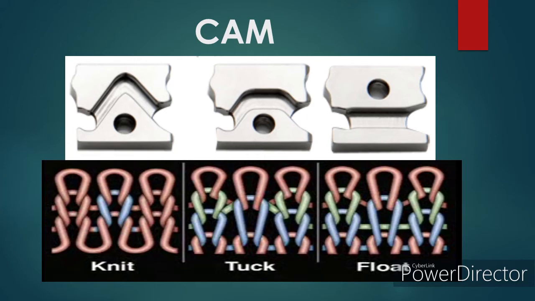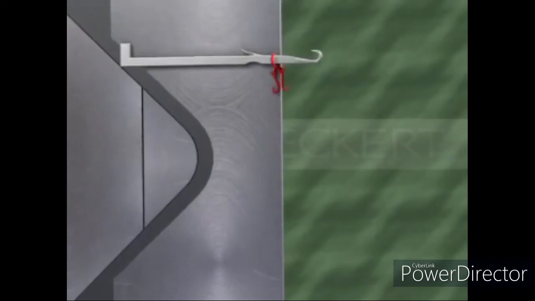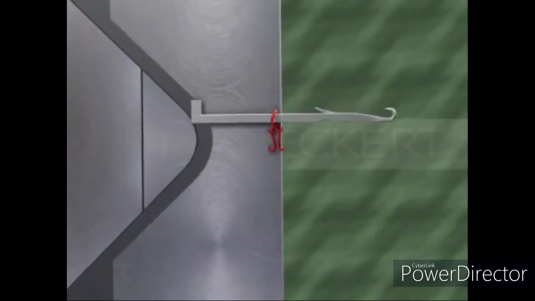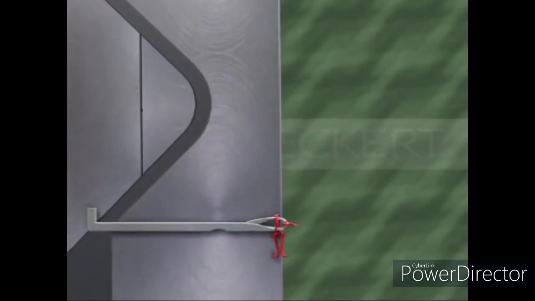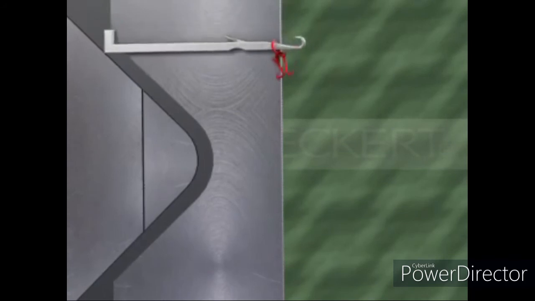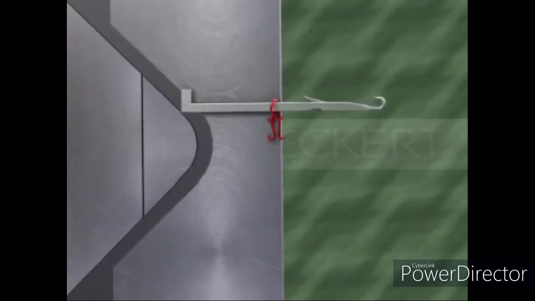Let me show you an animated video of how a needle butt travels in the cam for a loop formation. This is how the needle butt of a knitting needle will travel inside the grooves of the knit cam. What we are seeing here is the knit loop formation.